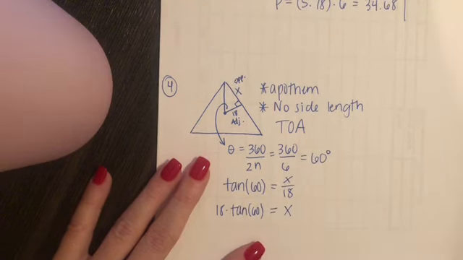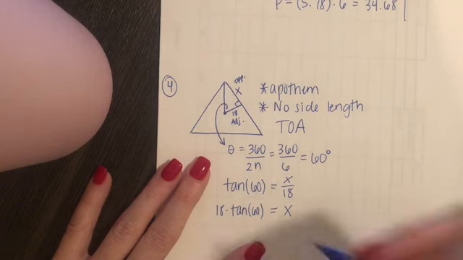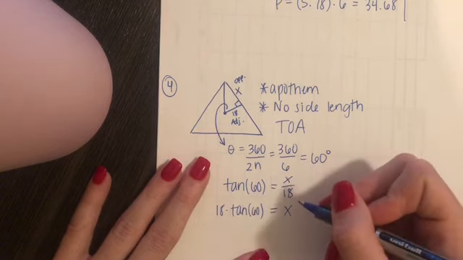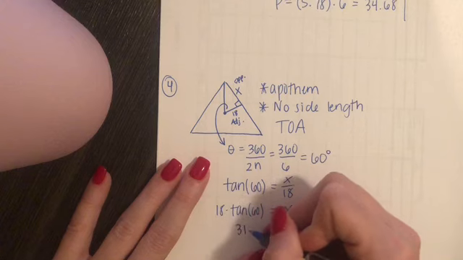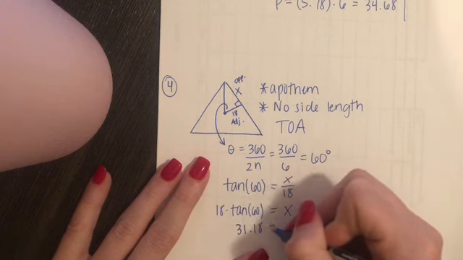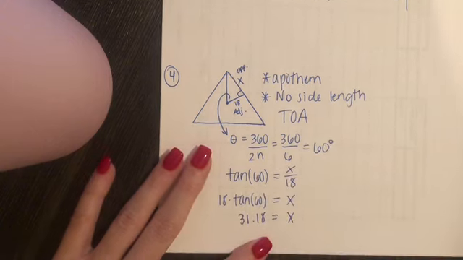And then let's crunch these numbers in our calculator. Okay, you join me. Tan of 60 times 18. That is going to give me 31.18, as that opposite side.